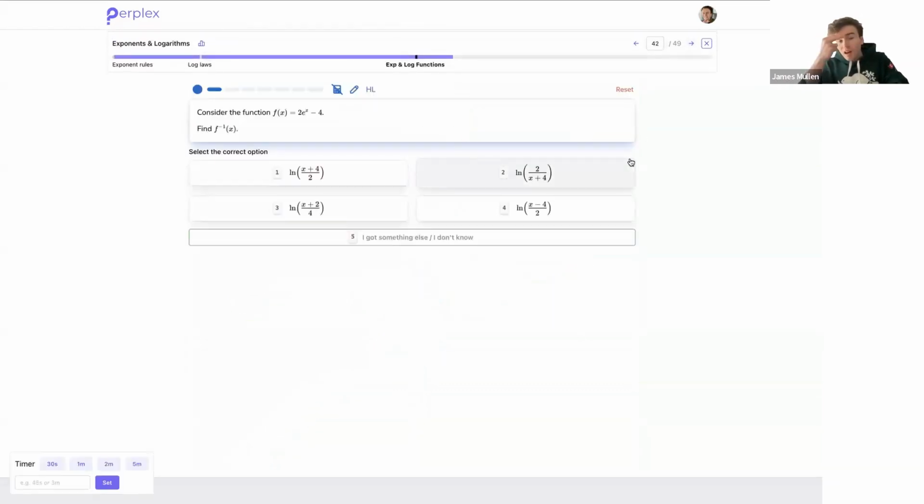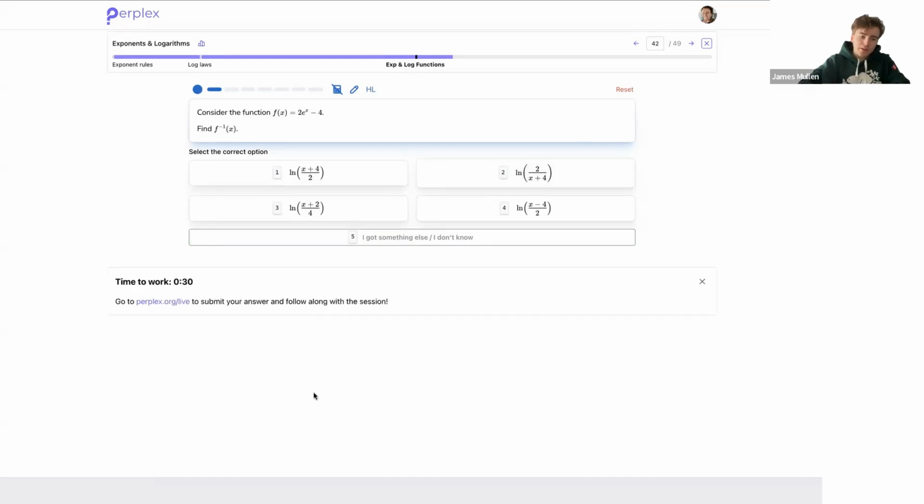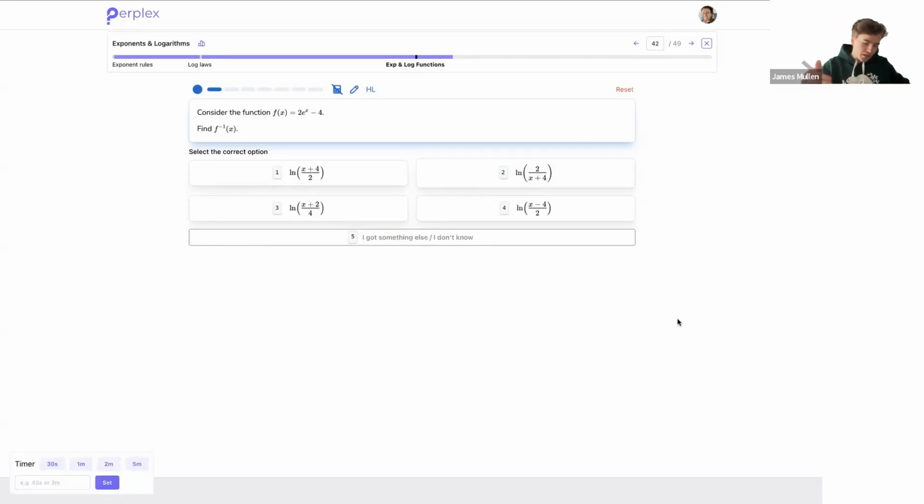Okay, so I have a function, 2e to the x minus 4. I want you to find f inverse of x. I'll give you 30 seconds. Let's solve this question. So I'm going to start by writing this as y is equal to 2e to the x minus 4.